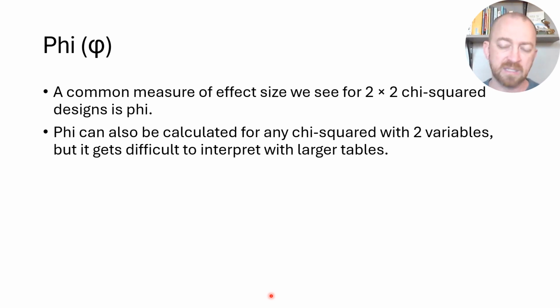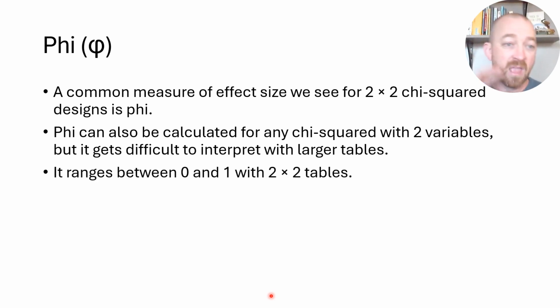If you have a 2x3 table, it turns out phi can take a value that is greater than 1. That gets confusing to interpret, but it is technically still possible. Now, it's very similar to a correlation coefficient in that it ranges between 0 and 1. Of course, a Pearson correlation can also be negative, but phi can only be positive, as we'll see in the equation. So with 2x2 tables, it can really only range between 0 and 1. That's rather important. It's very simple to calculate as well, as you can see here.